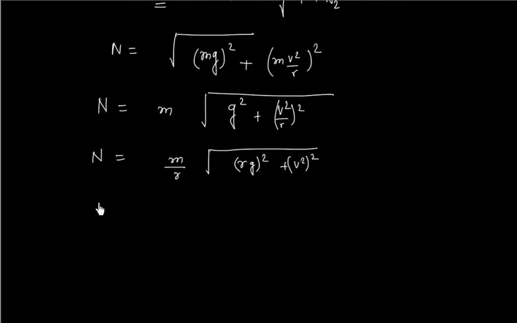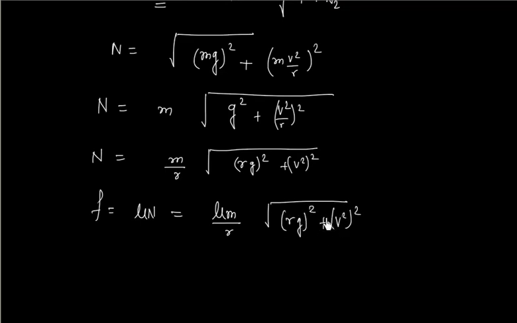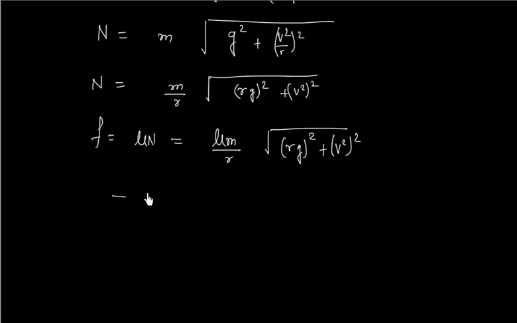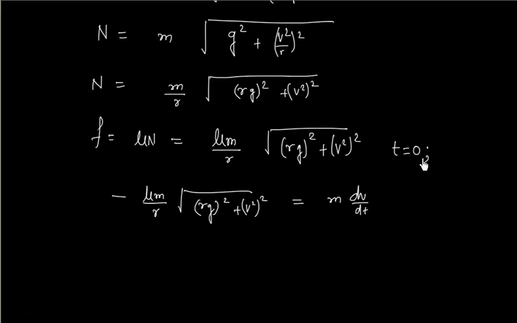Now friction force is mu times N. So mu times N, now we can write the third equation, that is friction force is equal to mass into acceleration, m dv by dt. Now velocity at initial time is given, that is at t equals 0, velocity is v naught, and we have to calculate total distance, that is s.